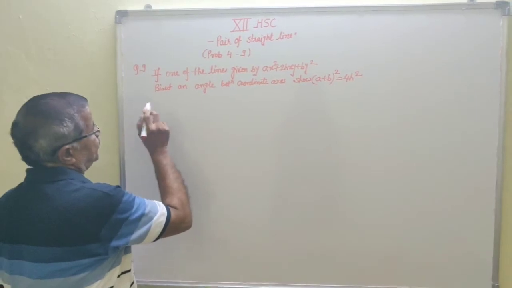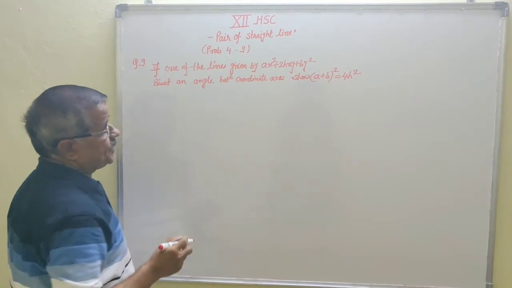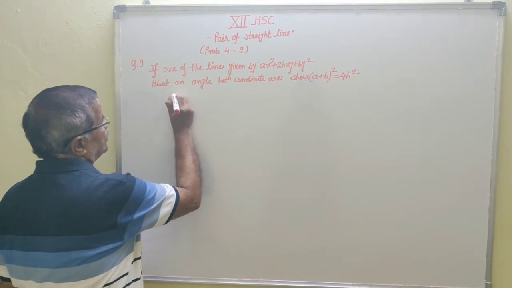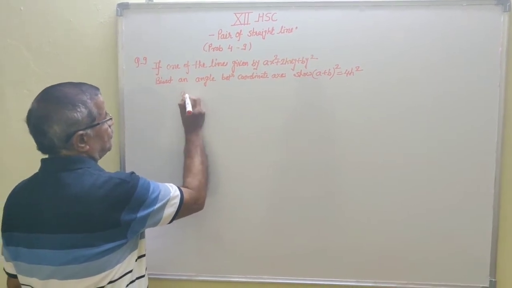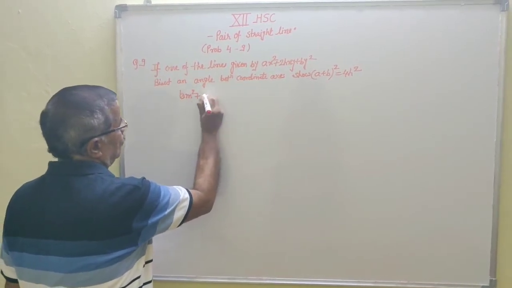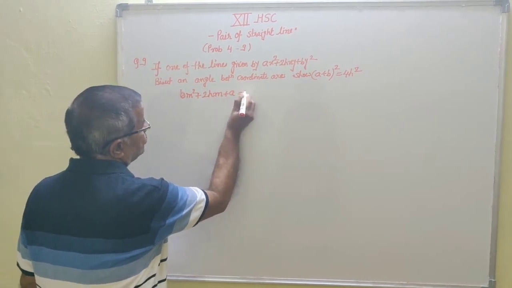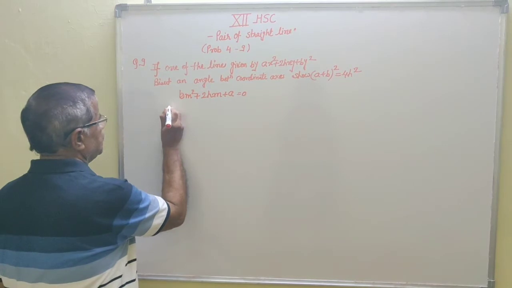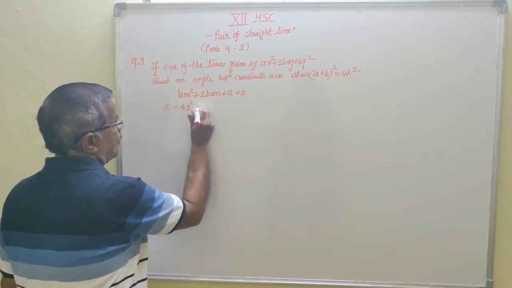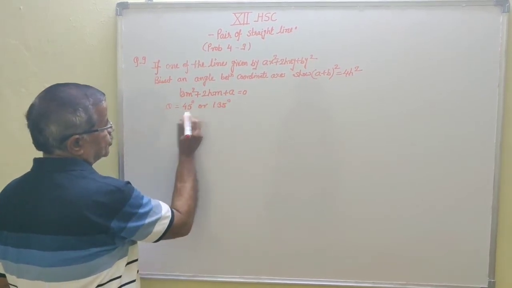Okay. Problem number 9. If one of the lines given by this equation bisects the angle between the coordinate axes, show that (a + b)² = 4h². The auxiliary equation of this is bm² + 2hm + a = 0. Bisecting the coordinate axes means theta is equal to 45 degrees or 135 degrees. Now I can find the slope of this.